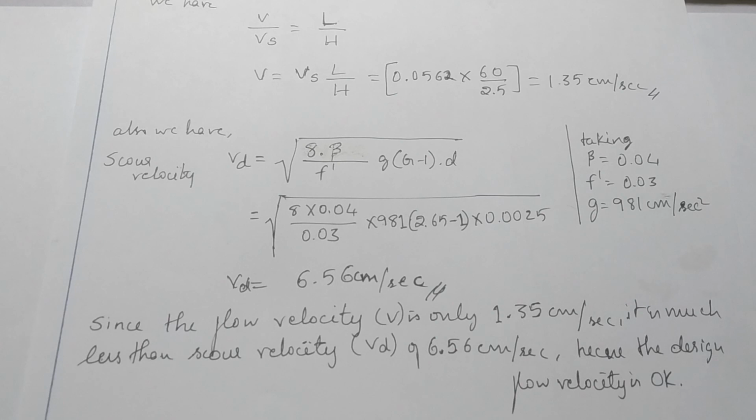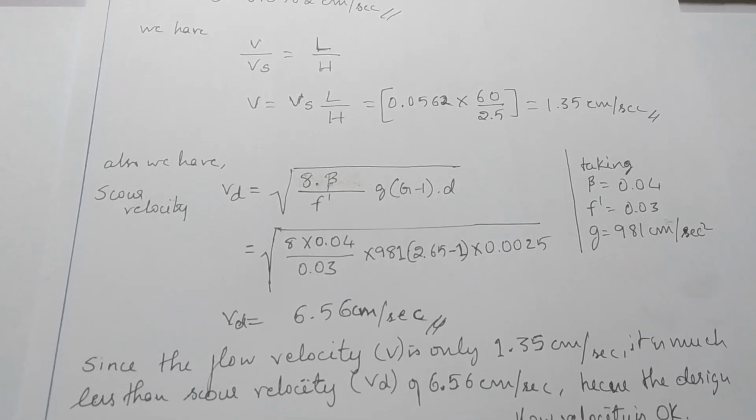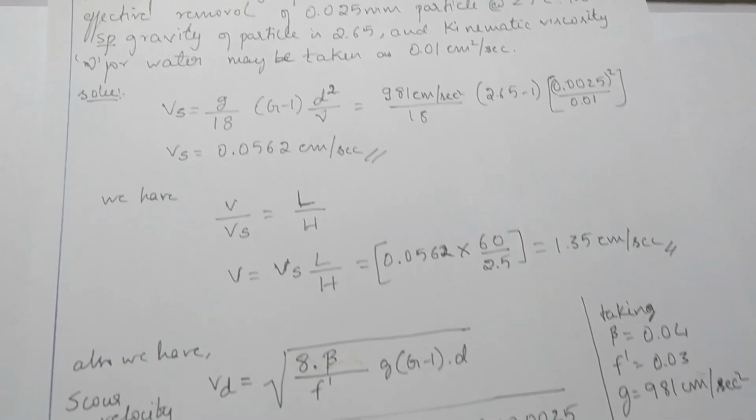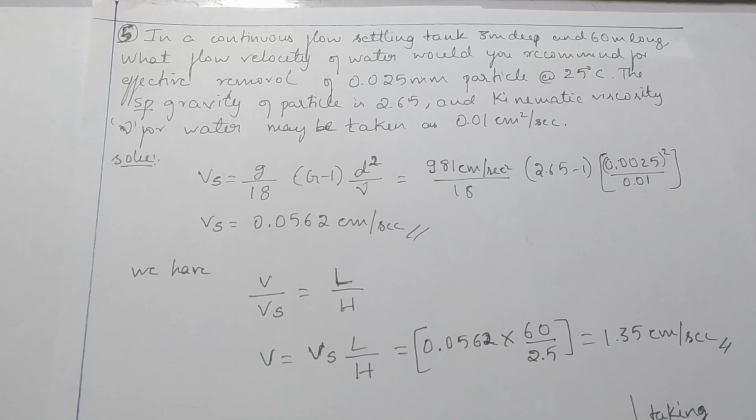That means the velocity at which the water is flowing will not take away or scour away the particle which is settled down. So these are some of the typical design examples for the sedimentation tank. In the next video, let us discuss coagulation aided sedimentation and some design aspects regarding that.